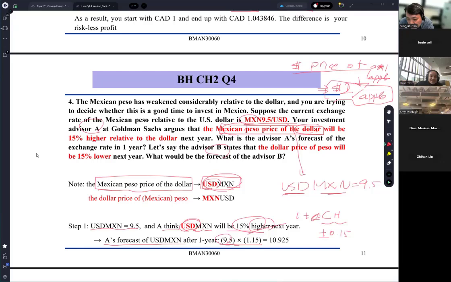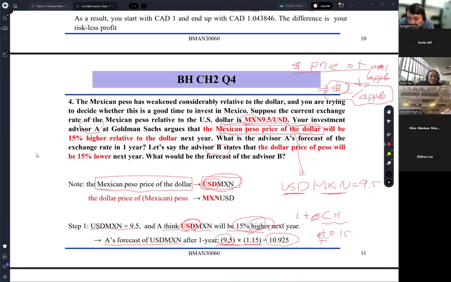Current exchange rate times 1 plus change. Here, change means appreciation of the dollar. So plus 15% means 1.15. So 9.5 times 1.15 is 10.925. That's A's forecast of the USD/MXN.